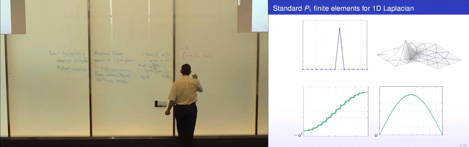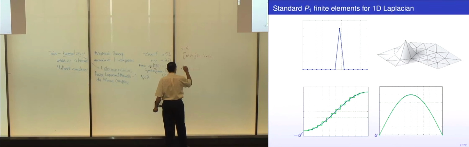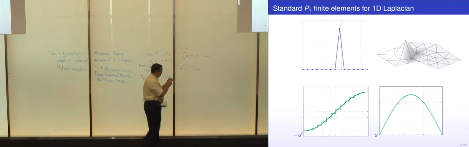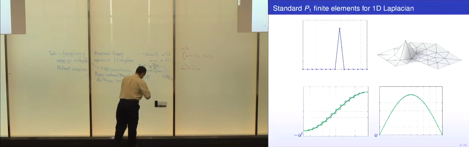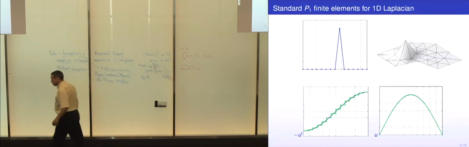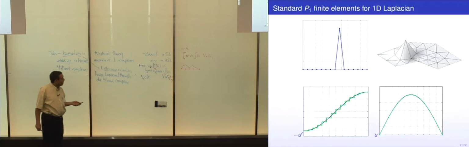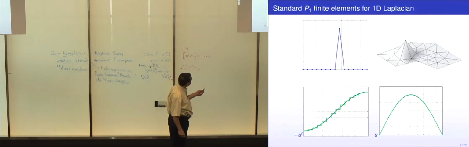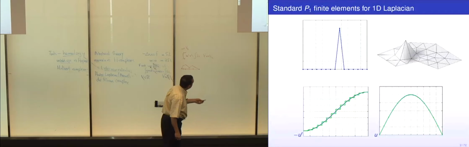So surely this we understand well. I take our interval, I divide it up into pieces, and I consider the space of all piecewise linear functions like this for V_h. Okay, and of course, this space has a nice local basis consisting of these hat functions that are 1 at one of the mesh points and 0 at all the others. The same thing in 2D.